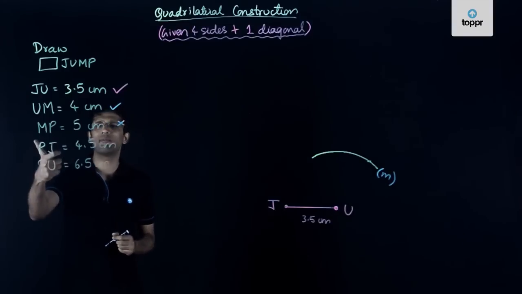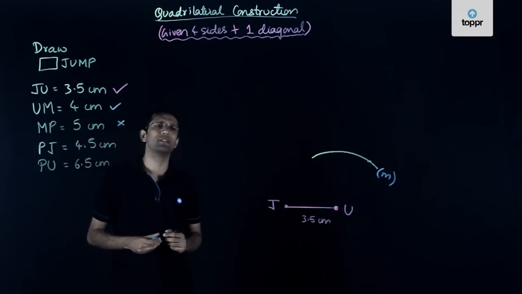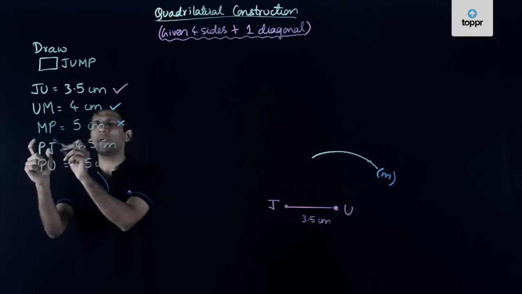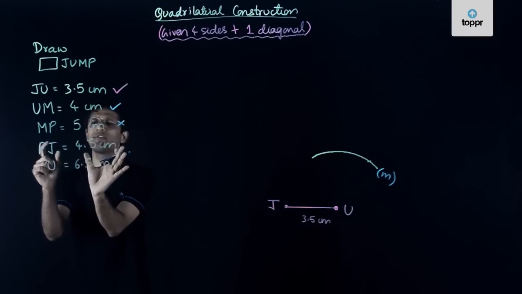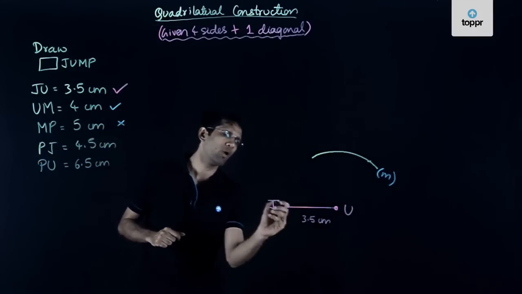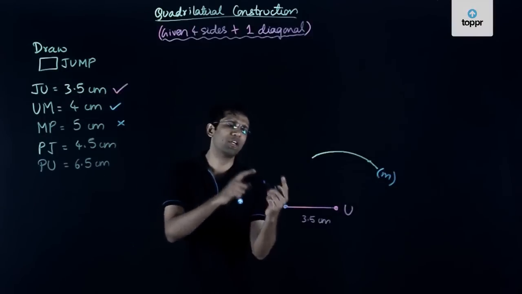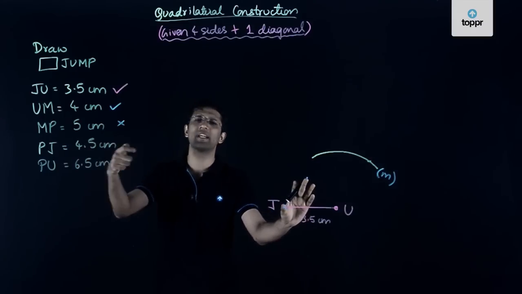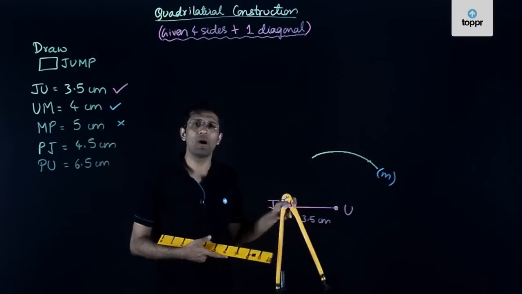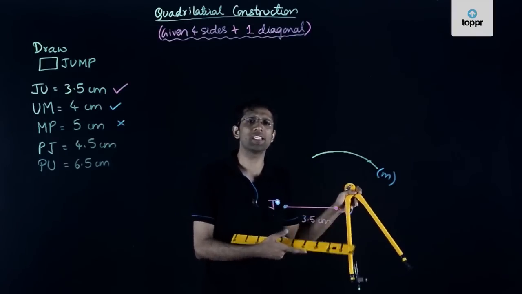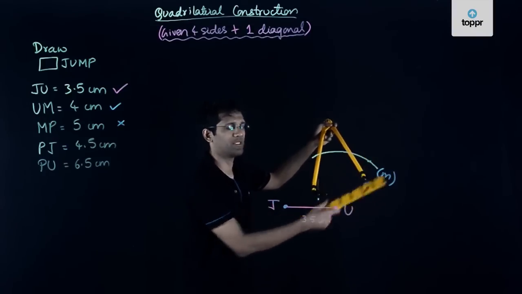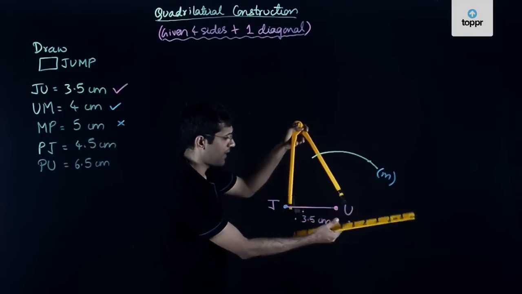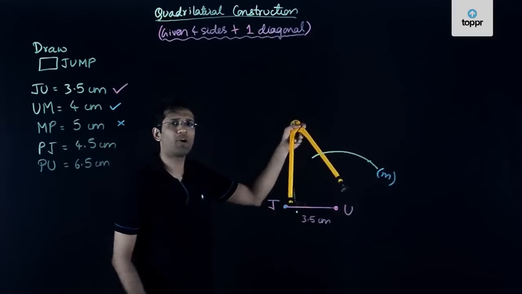Let us now move to this information, PJ equals 4.5 centimeters. Now, because PJ equals 4.5 centimeters, point P will be 4.5 centimeters away from point J. But we already know what point J is, and so I will draw an arc with J as the center and radius equal to 4.5 centimeters. So let's do that. And now I want to measure a distance of 4.5 centimeters between the two tips of this compass. So I keep one tip at 0 and the other tip at 4.5, and so I have this distance between the two tips as 4.5 centimeters.